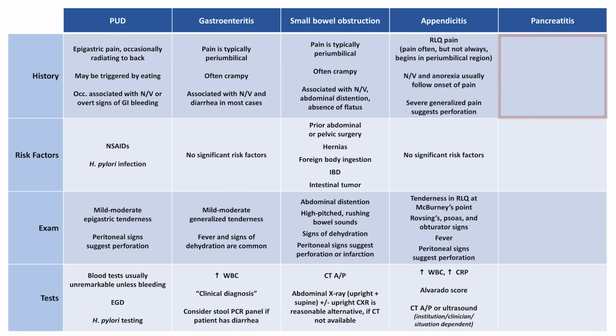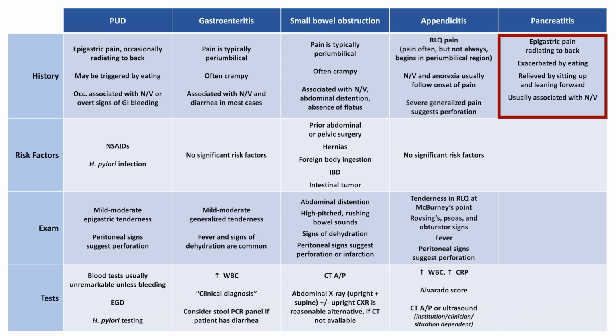And then there is pancreatitis, in which patients present with epigastric pain radiating to the back that's exacerbated by eating and relieved by sitting up and leaning forward. It's usually associated with nausea and vomiting. Dyspnea is a more commonly associated symptom in pancreatitis than with the other diagnoses in this chart.